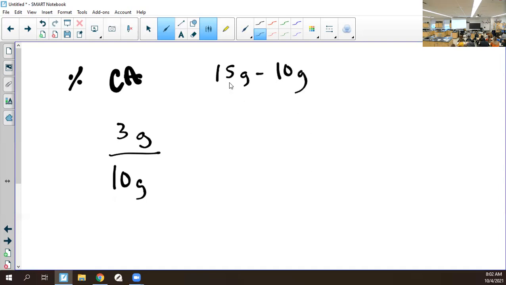Right, so we had 15 grams minus 5 grams, not 10, equaled 10 grams for our total mixture. Okay, so if we do 3 divided by 10, last thing we have to do is multiply by 100%.